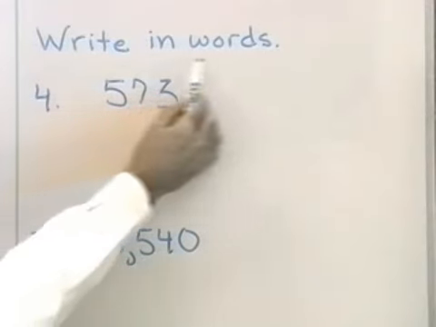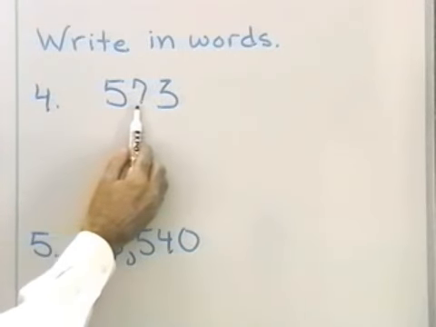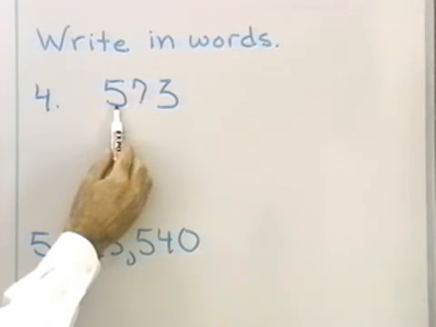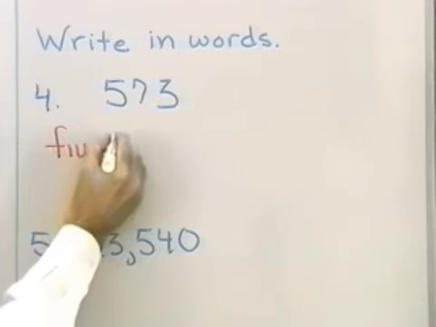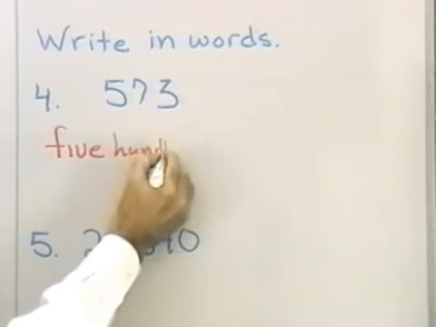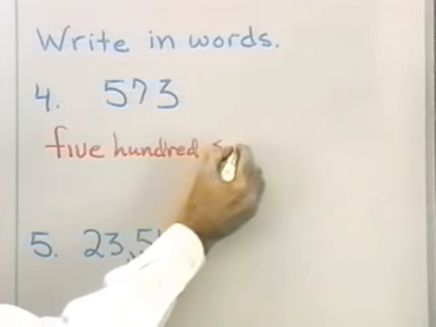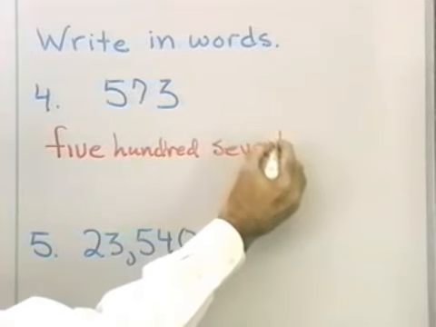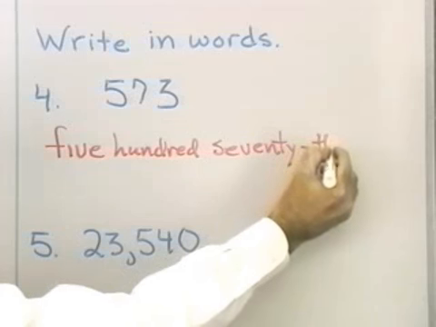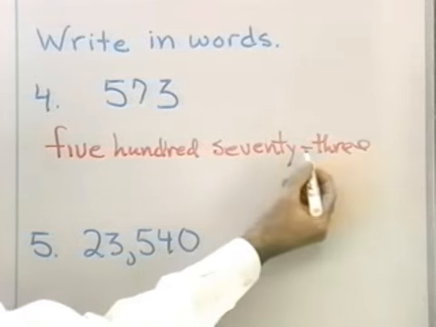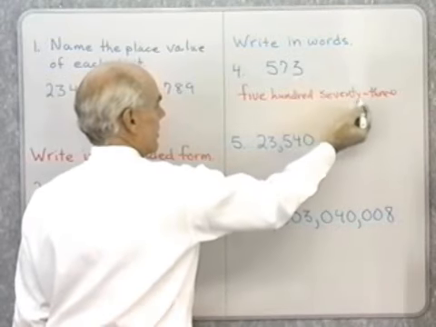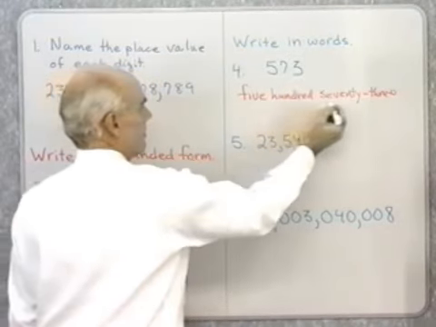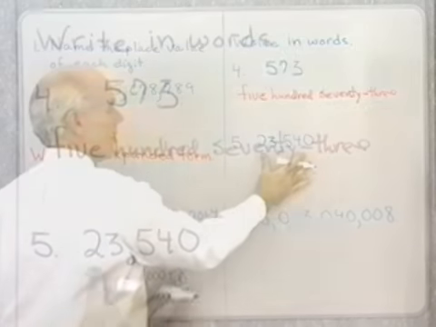I've written here, write in words, and I have the number 573. So 3 in the ones column, 7 in the tens column, 5 in the hundreds column. So I would write this as five hundred seventy-three. And notice I have a hyphen here between the 70 and the 3. So for all these numbers right here, I'm going to use a hyphen. Five hundred seventy-three.